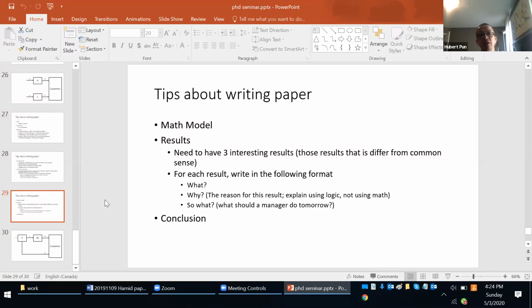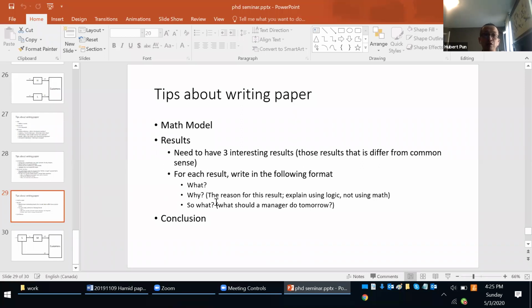So for example, in yesterday's presentation, the 3 results are, first, the supplier having more information is bad. Second important result, the buyer having less information is good. The third key result is that when the supplier has more capacity, it would not encroach on the market, only if information is asymmetric. So those are the three results that do not really make common sense. And those are the results that you need to write in here.